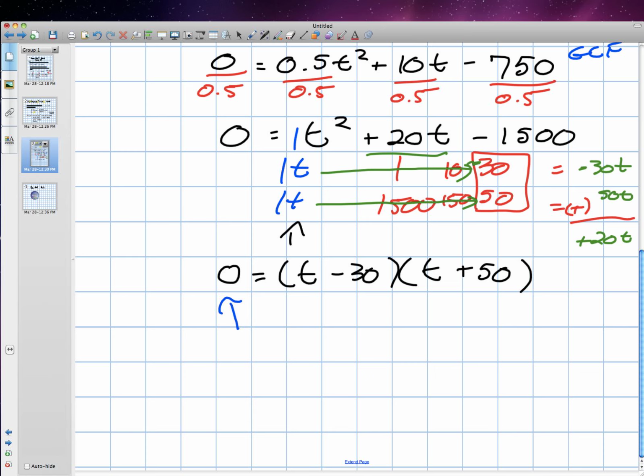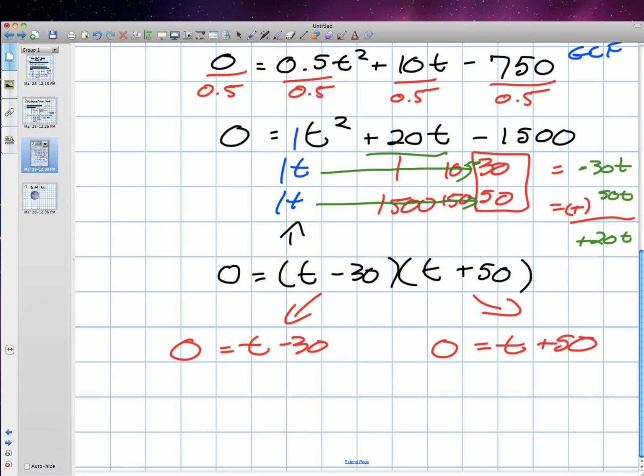0 equals t minus 30. That's right, we split it up. 0 equals t minus 50. Good. And 0 equals t plus 50. 0 equals 30. Okay. 0 equals negative 50.